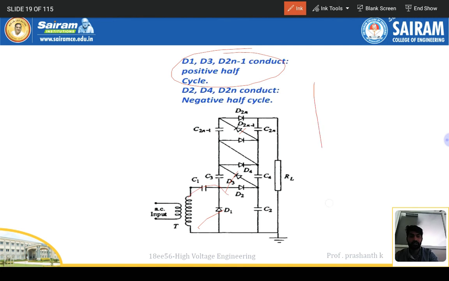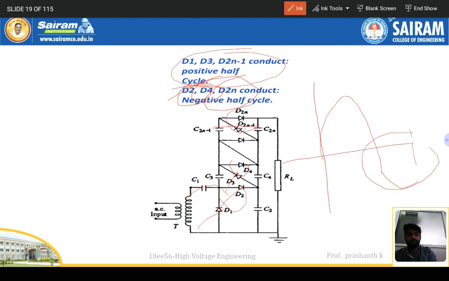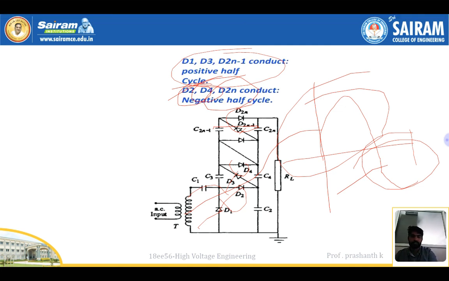If you give a positive cycle like this, only this one conducts, and for the negative cycle, D2 and D4 and D2n conduct. So D2 and D4 and D2n conduct the negative half cycle, this cycle only, this part. So what happens is it gives an output of 2n times the voltage.